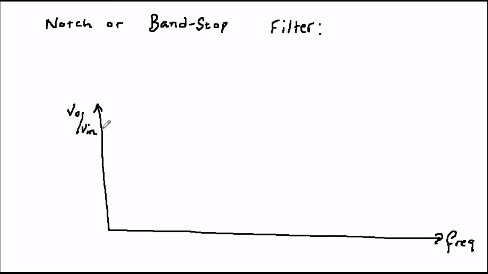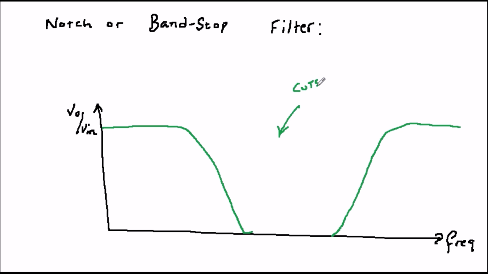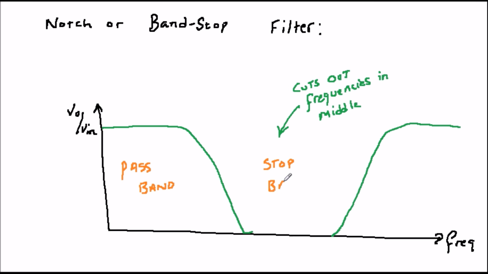The final type is called the notch filter, and this is also referred to as a band stop filter. It's exactly the opposite of a band pass filter. It cuts out one frequency or band of frequencies in the middle, but allows others to pass through. The filter described earlier, which cuts out interference affecting a sensor, might be an example of a notch filter.